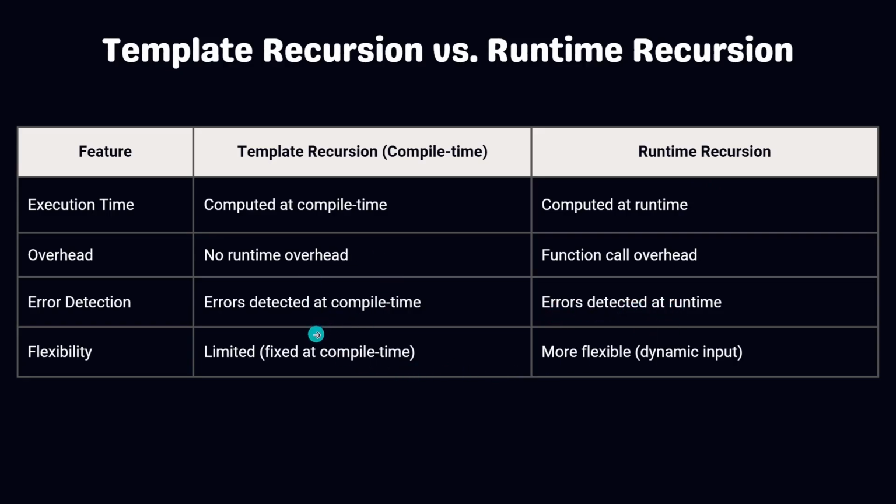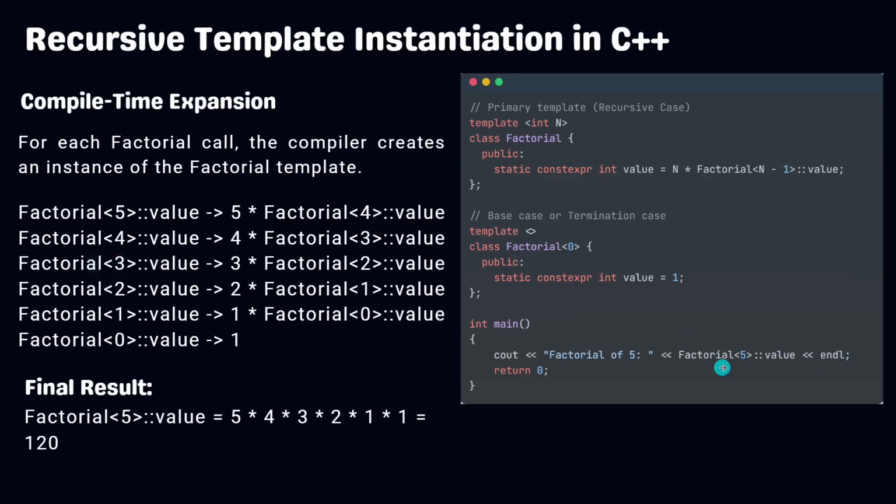Template recursion also has some limitations. When we use recursive template instantiation, we generally know the value when we write the code. That means I must know this value, 5, before I execute the code. I should know what I need to pass here. I cannot get it from the user. I cannot write cin and get the value from the user and pass it. This is not possible. I need to know it beforehand.